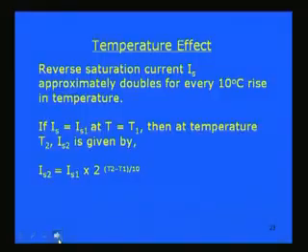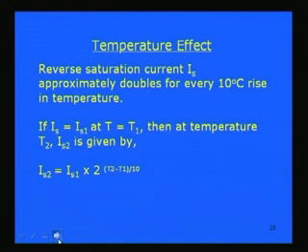Now, another important factor for finding out the diode current is the temperature effect, because as we have mentioned, the temperature is affecting the minority carriers. That means reverse saturation current will be affected when you have a varying temperature. That means suppose we have now increased the temperature, what will be happening to this reverse saturation current? It will be increasing.